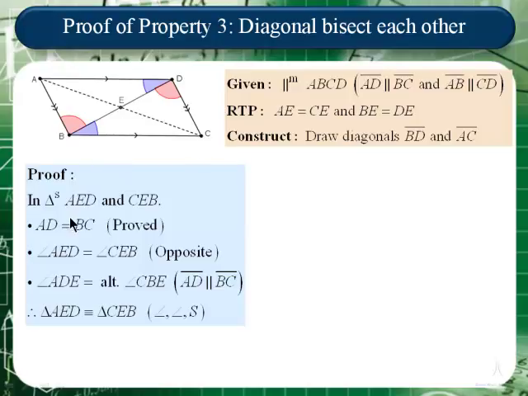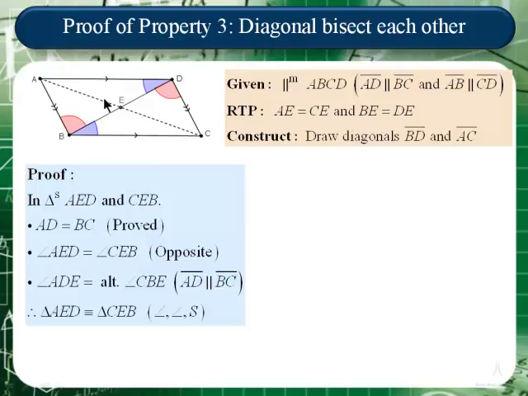Now what do we know? We know that AD is equal to BC. Remember, we have proved that the opposite sides in a parallelogram will be equal in length. You see, here I utilize something that I've proved.